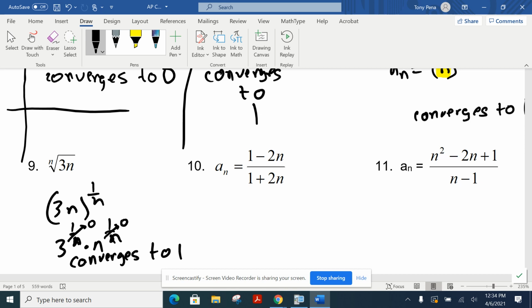All right, 10, 11, do those real quick. Those are actually old. We're just calling these sequences now, but our old infinity rules should work with these and make these very quick.